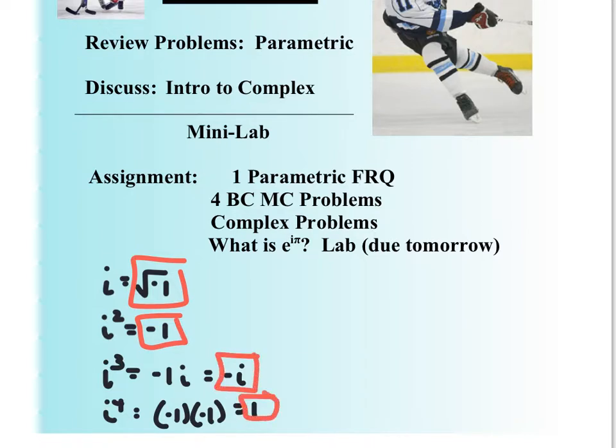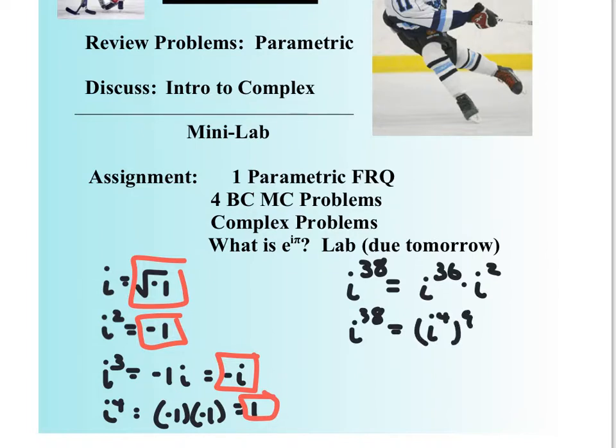So for example, i to the 38th is going to be i to the 36th times i squared. How I would go about understanding this is i to the 4th 9 times, multiplied by -1. So i to the 4th we know is 1. 1 to the 9th is 1, times -1 is -1.